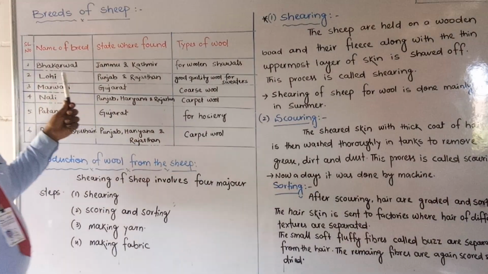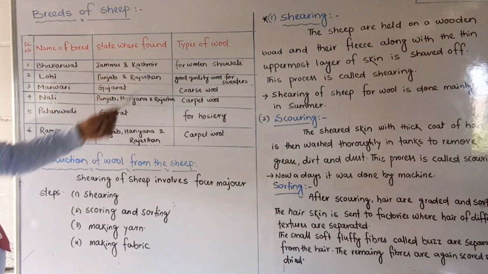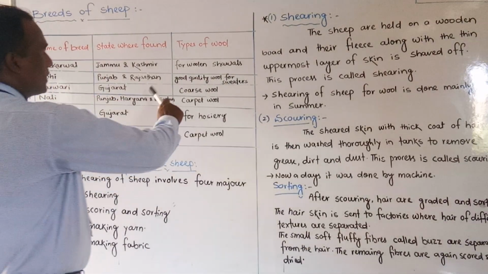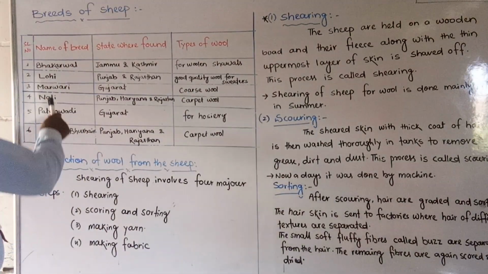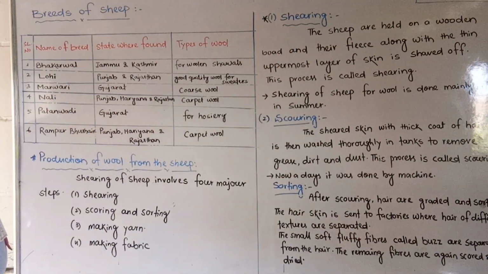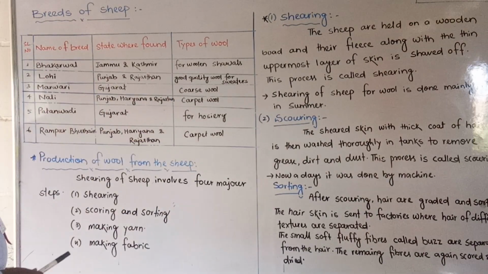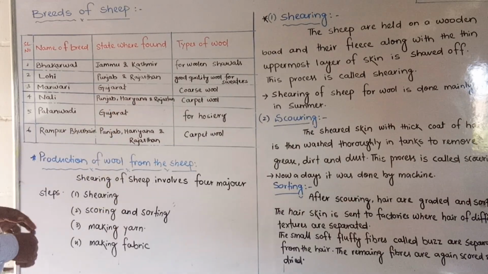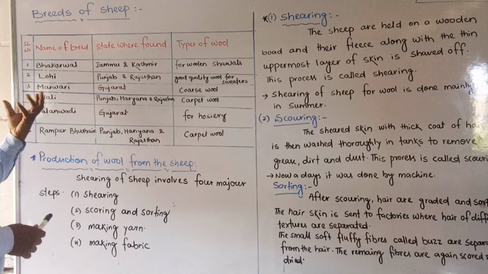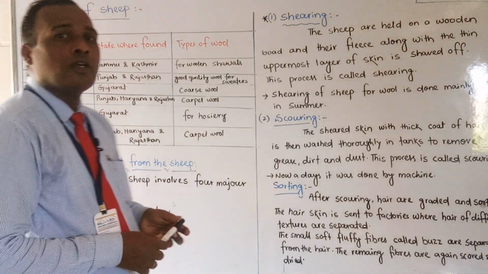Next, the second breed is Lohi. We find it in Punjab and Rajasthan, and it gives us good quality wool for sweaters. The third one is Marwari. We find it in Gujarat, and it gives coarse wool. Nali is another type that we get in Punjab, Haryana, and Rajasthan. From the wool of Nali we make carpets.